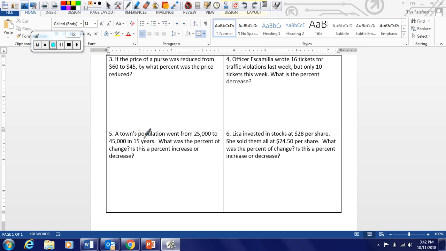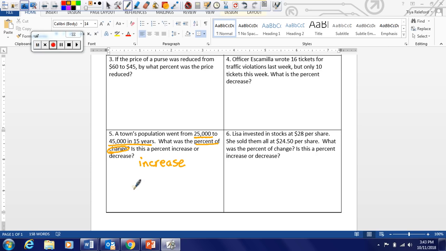Alright, number 5. A town's population went from 25,000 to 45,000 in 15 years. What is the percent of change? And is the percent increase or decrease? Well, let's answer the second question first. If we started at 25,000 and we went to 45,000, are we increasing or decreasing? We are increasing, right? Our number went up.